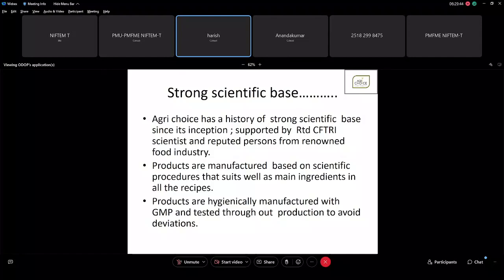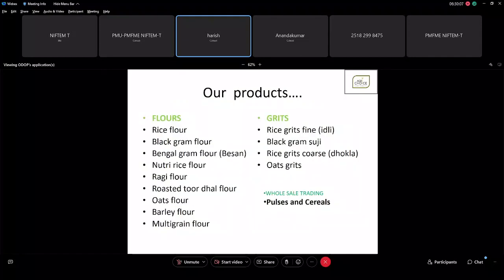Please, next slide. These are the different products we have: rice flour, black gram flour, besan, ragi flour, oats flour, barley flour, multi-grain flour. Then we have grits in different pulses and cereals, like black gram suji for making vada, rice grits for making idli, rice grits for making dopla, oat grits for breakfast meals. And we do trading for pulses and cereals.